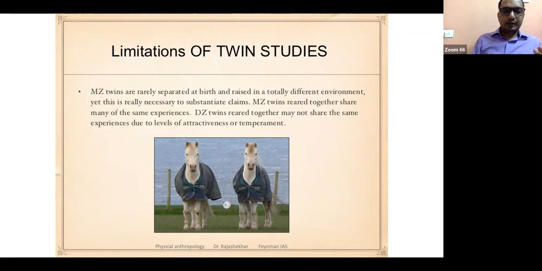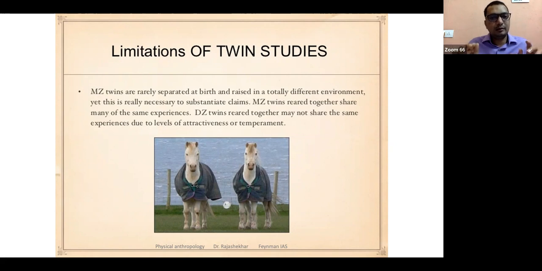And most importantly, it will not tell us what genes are playing a role. We only know the genetic component is maybe bigger compared to the environmental component. But what genes are playing a role? The nature of the genes is also not known. Twin studies cannot reveal the nature of the things.